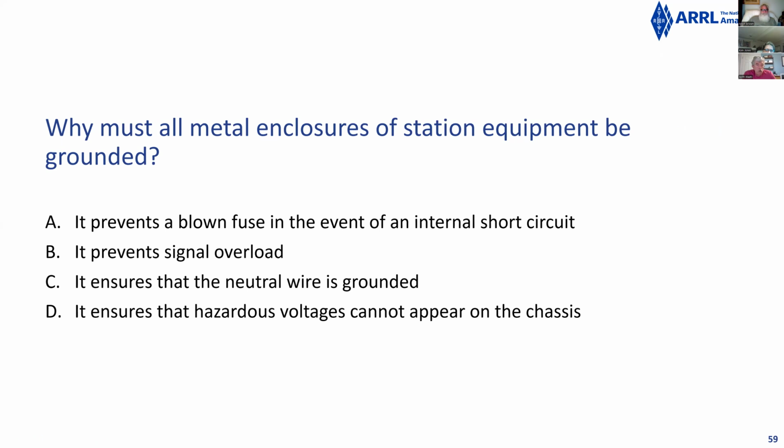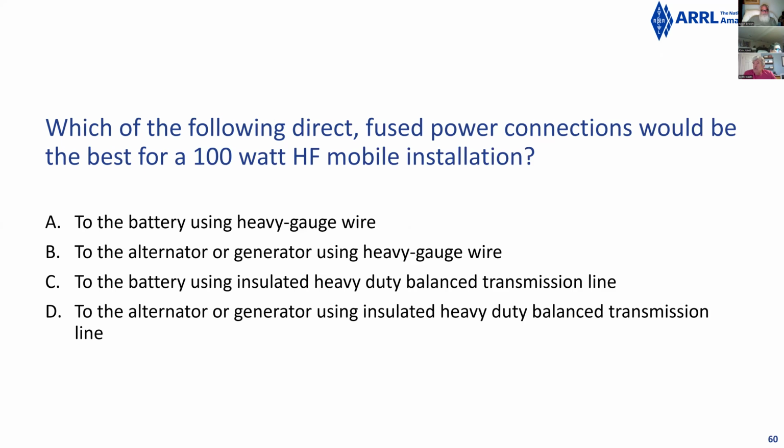Okay. Why must all metal enclosures of station equipment be grounded? And this is not quite the same answer as we've been getting the last few questions, or not quite the same reason. Christopher says D. Yeah, okay, yes, it's D, delta. Yep. Hazardous voltages don't appear on the enclosure, which is what you normally touch.